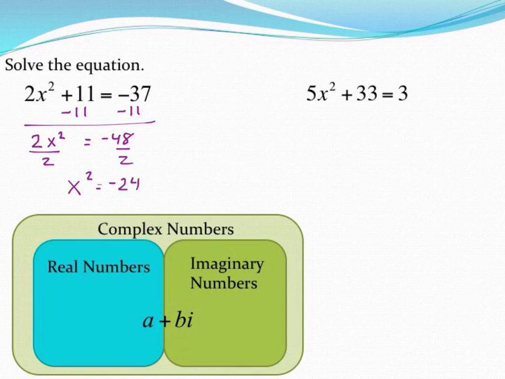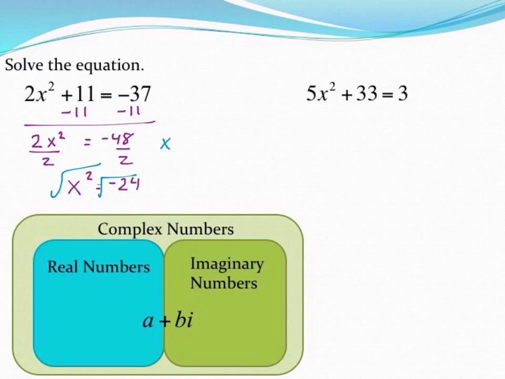And this is the point where we should recognize that we are going to be dealing with imaginary numbers, because once I go to take the square root of both sides, I'm taking the square root of a negative number. And those don't exist with the real numbers that we know. We can't multiply two of the same number to get a negative answer. So that's why we invented imaginary numbers.